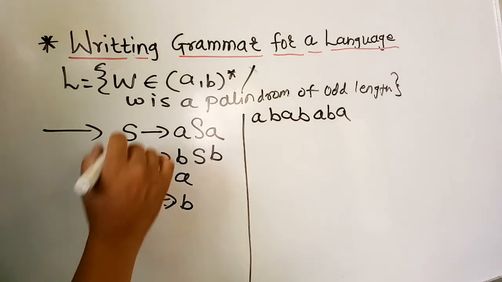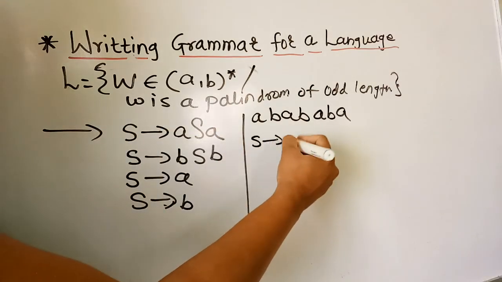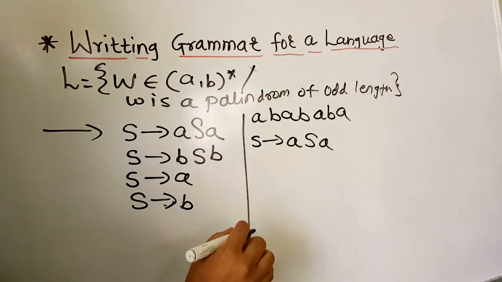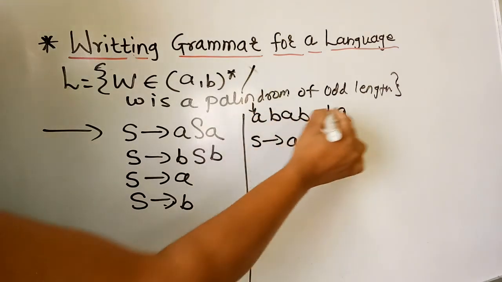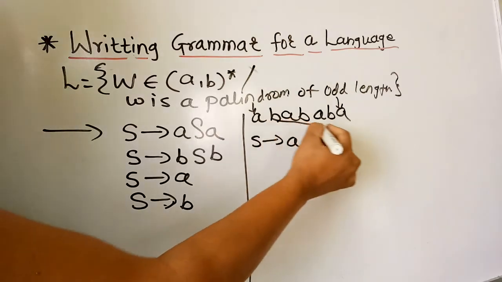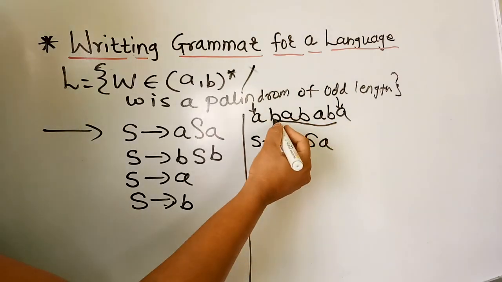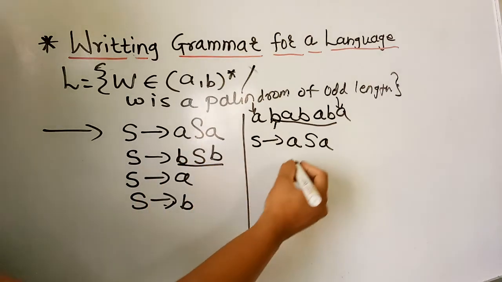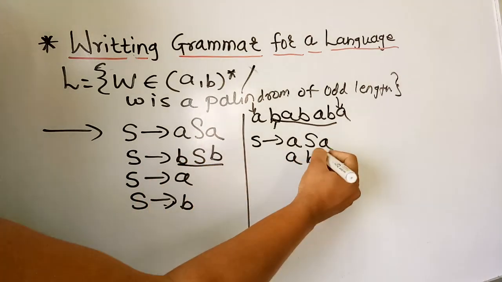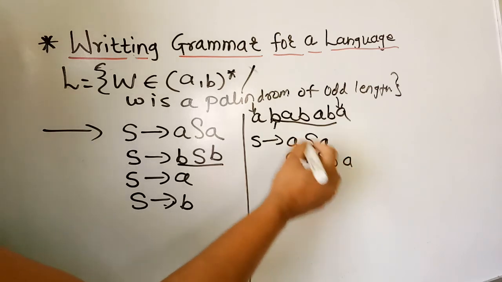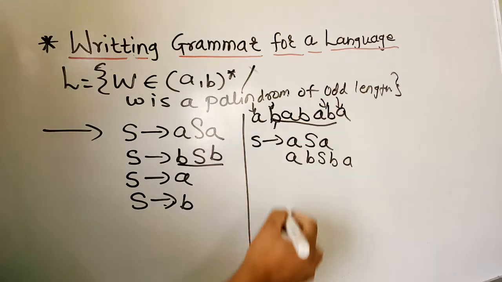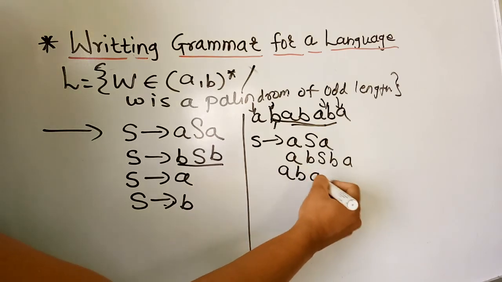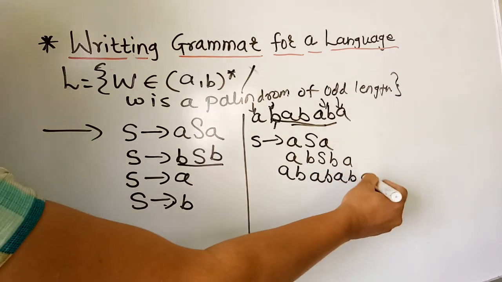How will it be achieved? First of all, we will replace S with A, S, A. Now we see here both A's are achieved. Only this string is remaining. Now, from which do you have to start? You have to start from B. So, for that we will replace it with BSB. So it is BSBA. Now, these two B's are achieved. Now, we will replace it again with A. That is the AB, ABA, BA.